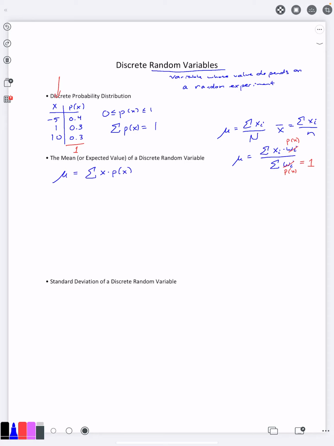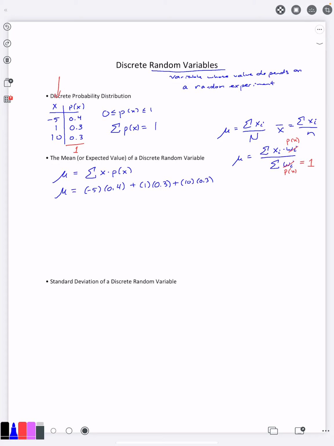Now, let's go ahead and calculate it for the example I already have on here. Now, I said we're never going to just add the values here. What we are going to do is multiply the values times the probabilities and then add those results up. So I would take the value of negative 5 times the probability of 0.4 plus the value of 1 times the probability of 0.3 plus the value of 10 times the probability of 0.3. So you multiply them first, and then you add them up.